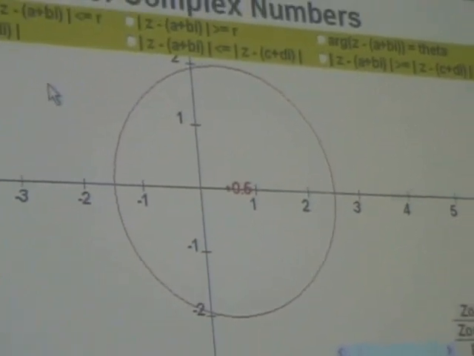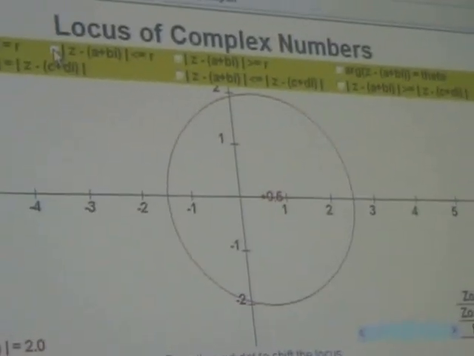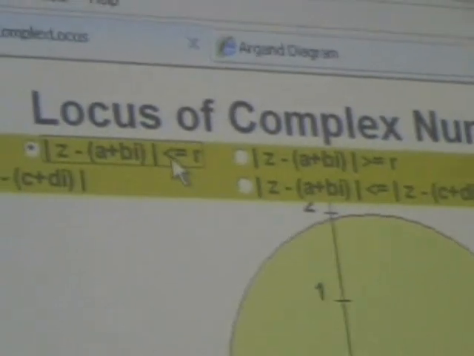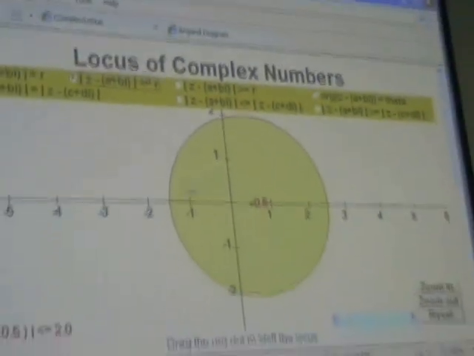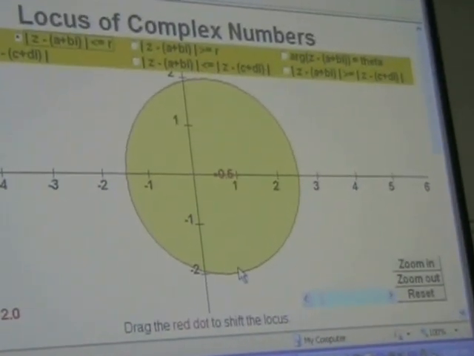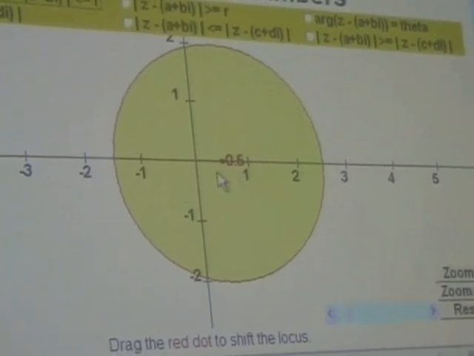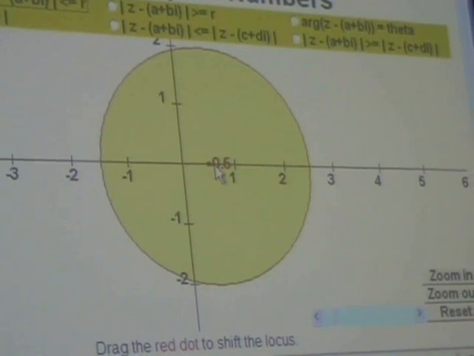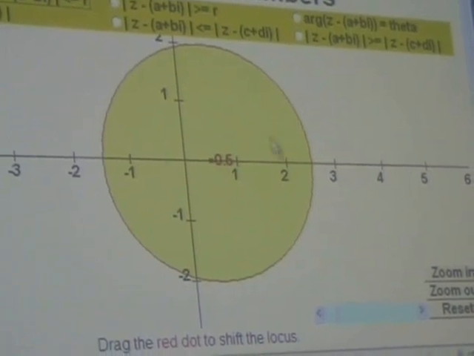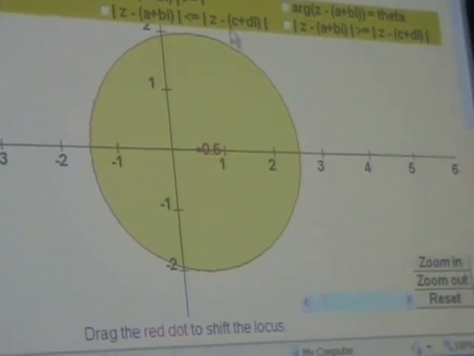Okay, other things that they can give you, like in this case, less than or equal. So what you have to do is shade the inside of the circle. Can you understand? I want all the numbers whose distance from the point half is less than or equal to 2. So everything inside the circle.